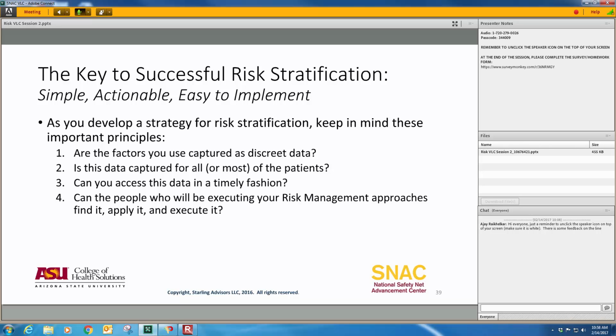And the people executing your risk management approaches, which we'll talk about next, need to be able to find your stratification, they need to be able to apply it, and they need to be able to execute against it. So all of this suggests that the risk stratification and risk management processes are very data and information systems intensive, and thus the big drive towards universal adoption of electronic health records over the last 15 to 20 years.